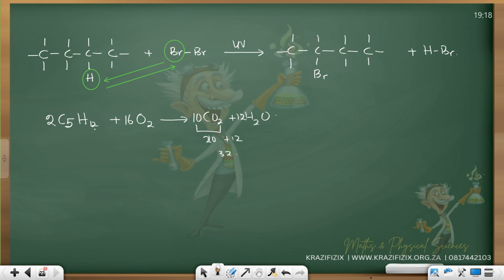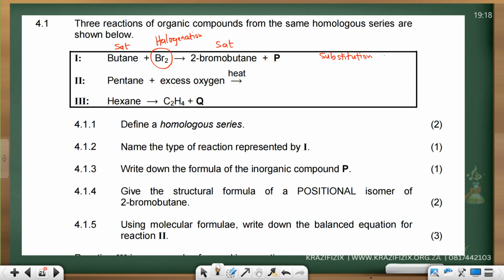16. But check the numbers. The numbers are all even. So what do we do? Divide by 2. This becomes 8. Divide by 2. That becomes a 5. Divide by 2. And that becomes a 6. I think that reaction is finished. Combustion reaction, which I did with you as well. So there's nothing new. Number 3, look at what we have.